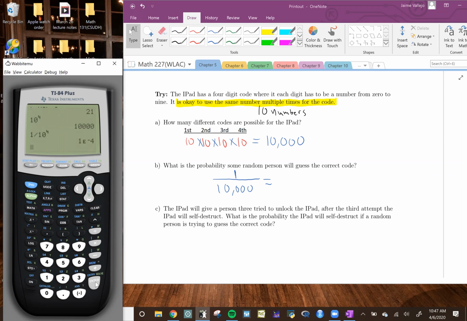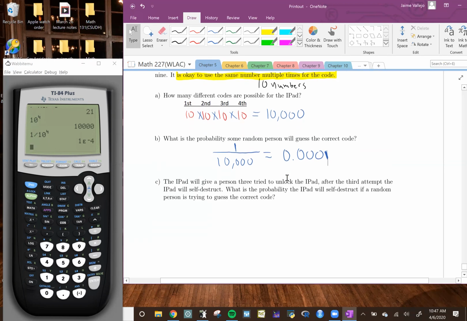Cool. You get 0.0001. So it's not very likely somebody will just randomly guess your password. All right, but that's it for B. Any question for B?